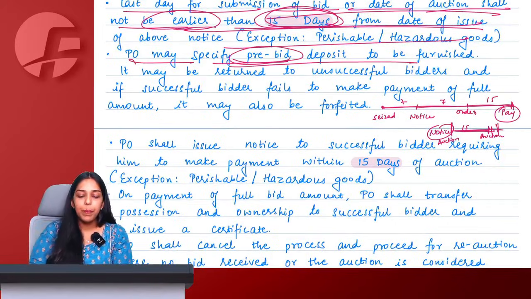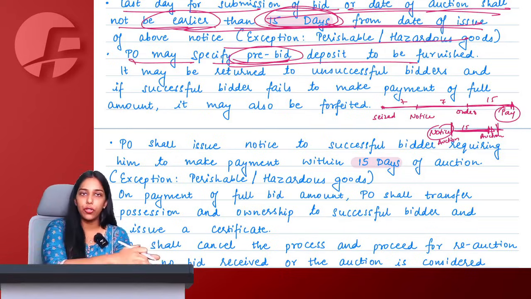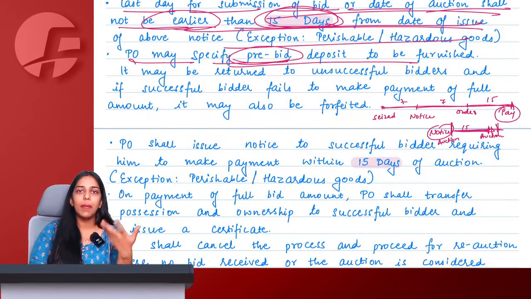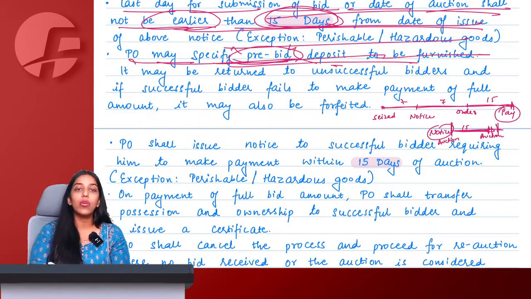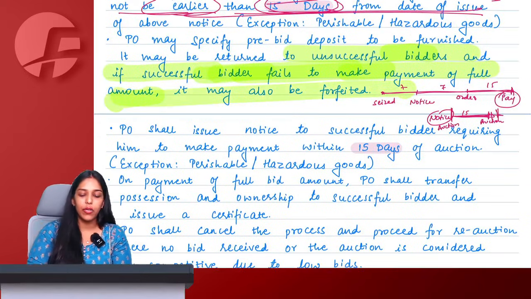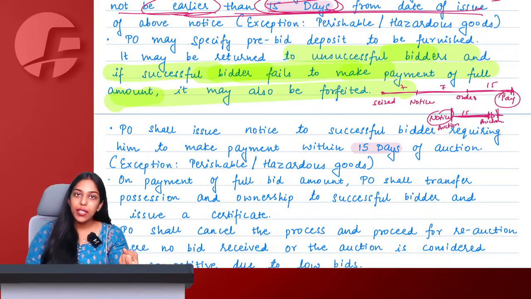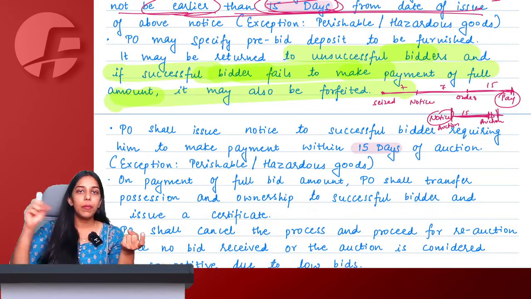The proper officer may specify a pre-bid deposit, that okay, if you are bidding, then you will have to give a pre-bid deposit. If you remain unsuccessful in the auction, they give this bid amount back to you. And if you succeed, then you pay the remaining amount and you take the goods home. So there may be a pre-bid deposit to be furnished so that only serious people participate in the auction. It may be returned to the unsuccessful bidders, and if the successful bidder fails to make the payment of the full amount, then this pre-bid amount can be forfeited. So people who do not succeed in the auction will get their pre-bid amount back. And the person who is successful in the auction but does not pay the remaining amount, in that case this pre-bid will be forfeited.